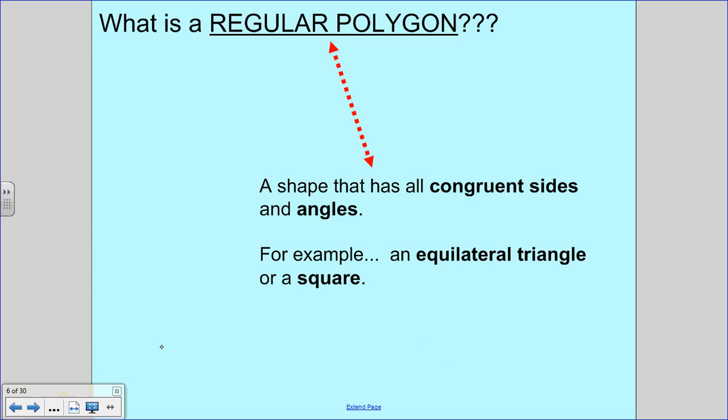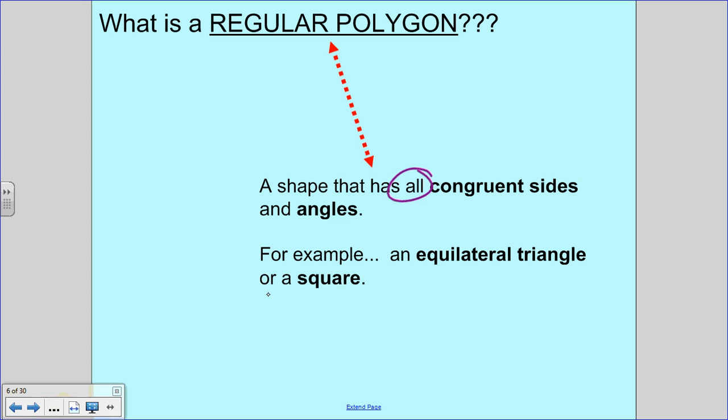What is a regular polygon? So now not only do we have to classify it based on whether it's convex or concave and the number of sides it has, but it can be regular or irregular. And a regular polygon is one that has all congruent sides and angles. So both congruent sides and angles.